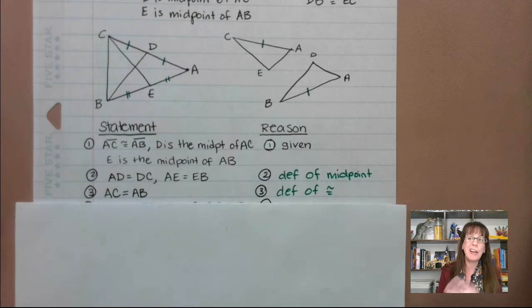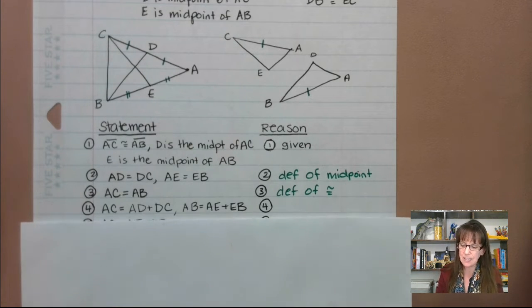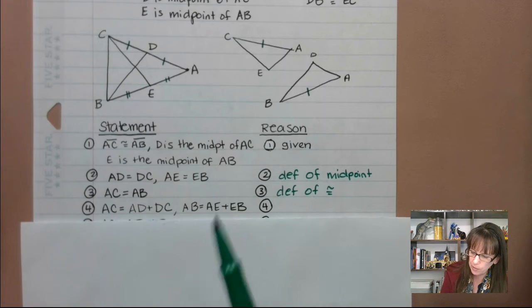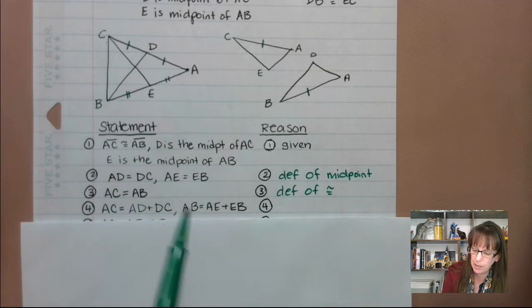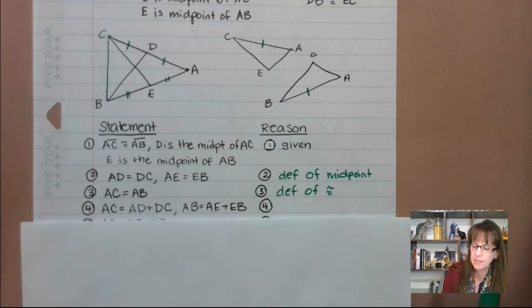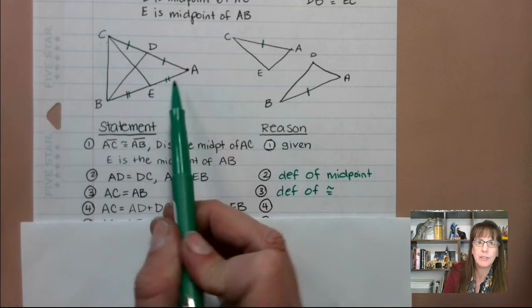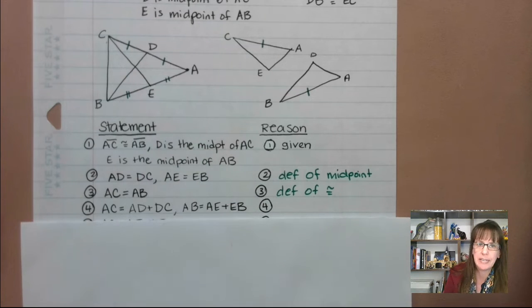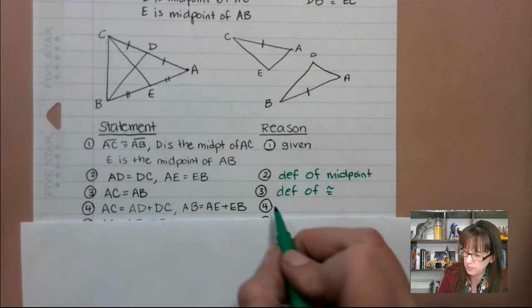The other thing is, when you have some of these overlapping triangles, another good idea is to try the segment addition postulate. For this one, we know that AC is made up of AD plus DC. Same for AB over here. That's made up of AE and EB right here. So if it helps, try doing the segment addition postulate and see what happens.